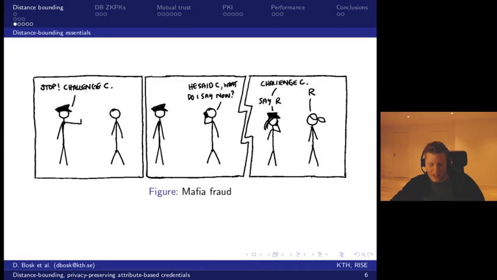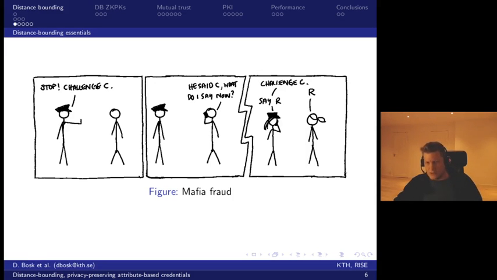And distance bounding has a few frauds. It has 4 frauds to be exact. And the first one I'll cover is mafia fraud. And this is essentially what we've seen so far. So it starts with some verifier who presents a challenge to the prover. And the prover in this case has a colluder, forwards the challenge, and this colluder talks to a legitimate prover who gives the response, which is forwarded back and eventually forwarded to the guard, and the verifier here, the guard, will accept since it's a correct response, although the legitimate prover was not in proximity. So this is exactly what happened in the previous 2 scenarios.